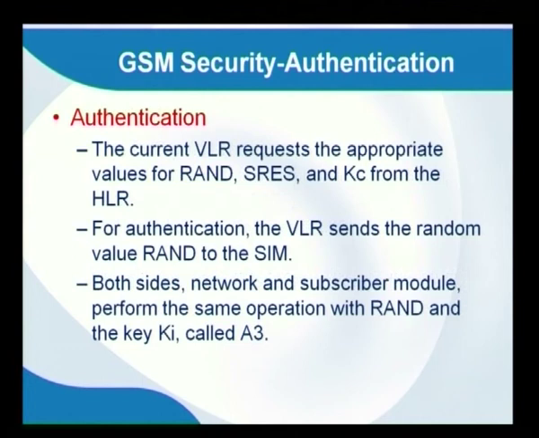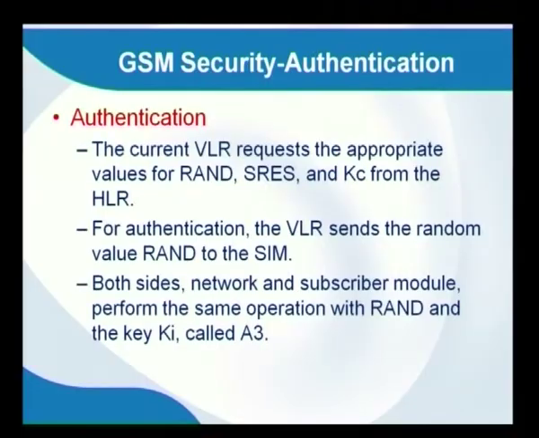After generating all this information, it has to be sent to the home location register. Now the current VLR requests the appropriate values for RAND, SRES and KC from the home location register. So the moment the mobile station enters a new visitor location register, the visitor location register will request the corresponding home location register to provide the RAND, SRES and the cipher key.